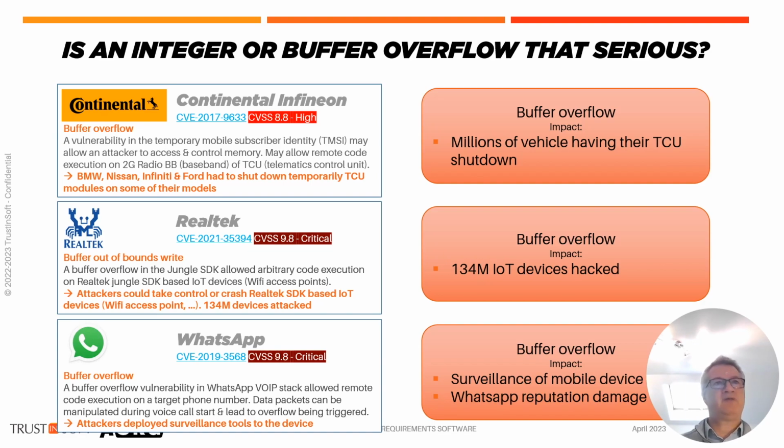Finally, WhatsApp. There are many of them. One is an example here. A buffer overflow in the WhatsApp voice over IP stack allowed remote code execution once again on mobile phones, and because of that, attackers were able to deploy a surveillance tool on the device. So again, I don't think from a consumer market perspective, being spied on or surveilled is a good feeling, and the reputation of WhatsApp was affected because of that.